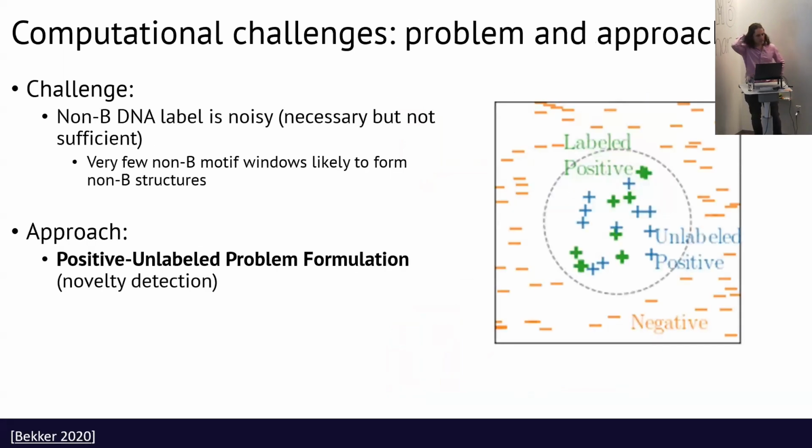The third is we don't really have a label. What we have is a non-B motif label. We do not have a non-B structure label. Okay, and most of these motifs actually don't form structures. So we can't treat this like a classification problem. Instead, we treat this as a positive unlabeled problem. Another way you can think about this is novelty detection. So we're going to model the B-DNA, the stuff that we know is double helical DNA, and then we're going to try to find things that deviate from double helical DNA. Okay? Because we can only really be sure of the B-DNA class.